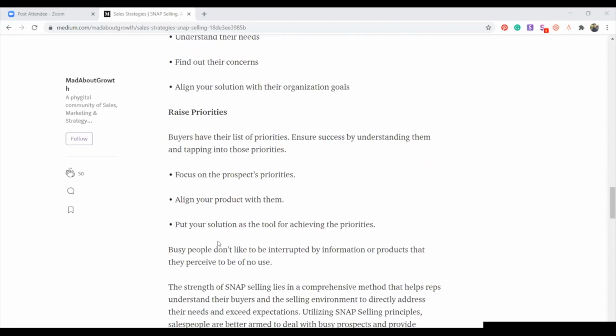Raise priorities is more about talking to the client about when the purchase happens or when the product needs to be used, when is the right time. Showcasing the importance of your services at the right time is all about raising priorities.